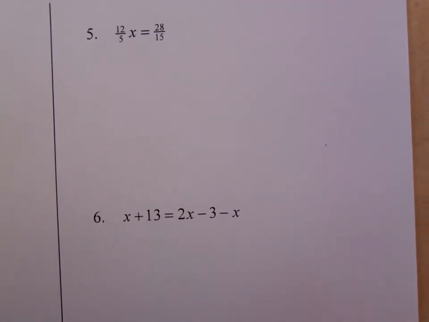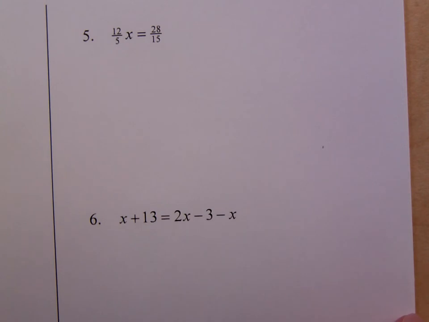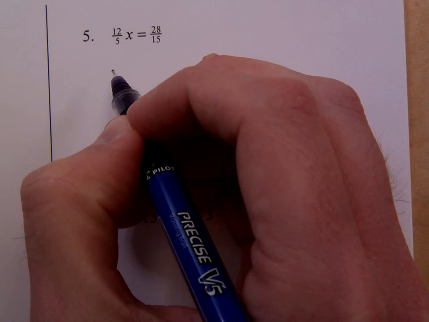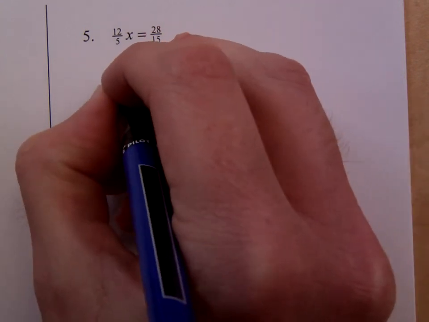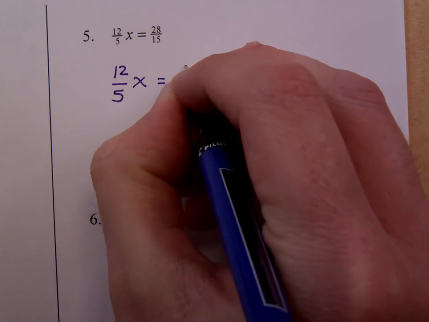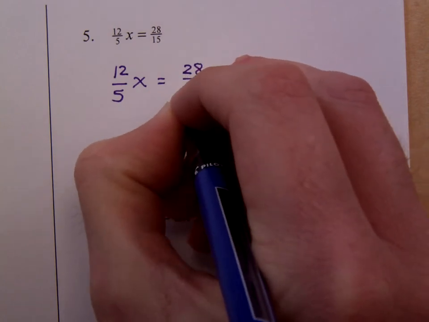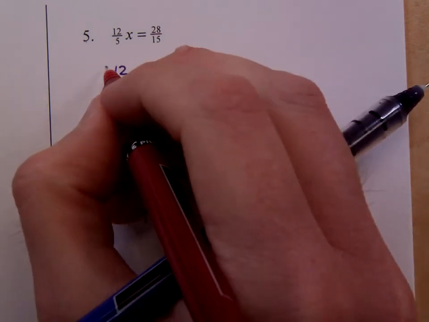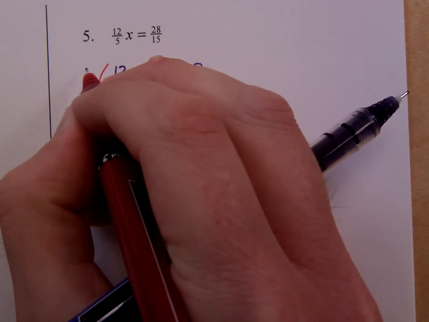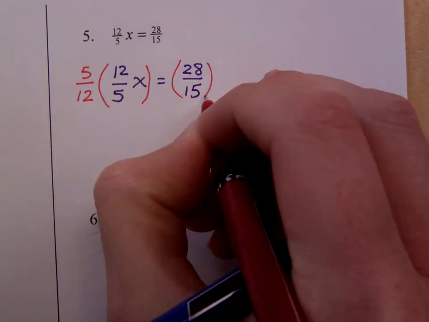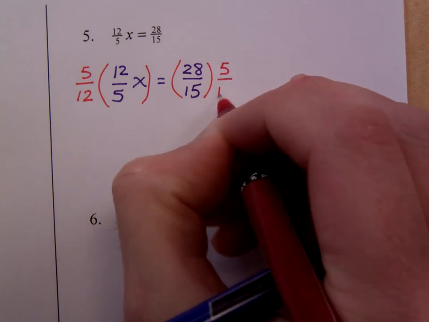Let's go to what we all love, fractions, right? Now, to get rid of a coefficient that's a fraction, just multiply times the reciprocal. So I'm going to write this guy a little bit larger for us so that we can see what's going on here. You could divide both sides by 12 over 5, but that just means a little more work for you. If you just go ahead and multiply both sides times the reciprocal, I think you'll see the magic.